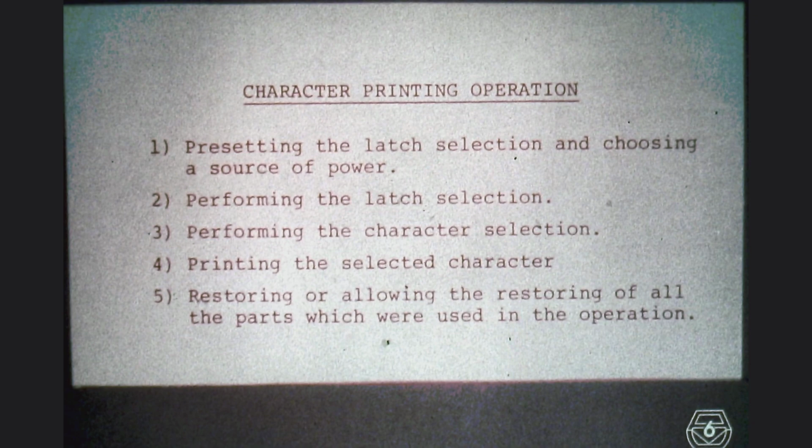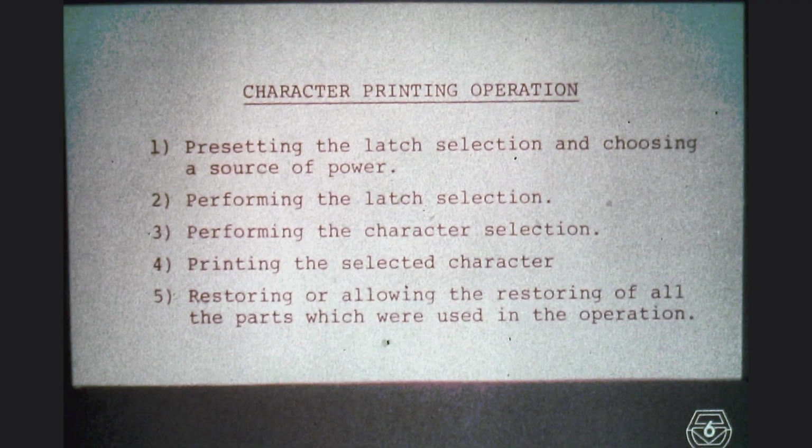To make this section of the typewriter easier to understand, let us first clarify the sequence of events which takes place every time the Selectric Typewriter engages in a printing operation. Items 1 and 2, the presetting and the carrying out of the latch selection, are studied as part of the input section of the Selectric Typewriter. Item number 3, the performing of the character selection, involves vertical motion of the latches. This is covered in Learning Program 10.4b. It represents an output function. Item number 4, the actual printing of the selected character, is covered in Learning Program 10.4a. Item number 5, the restoring of all the parts, is always studied together with the operation of the parts.